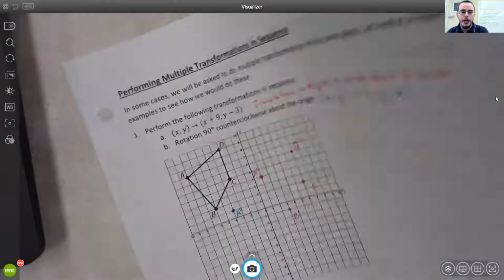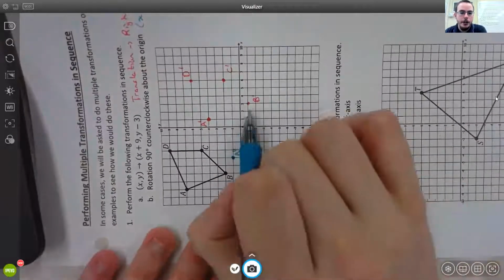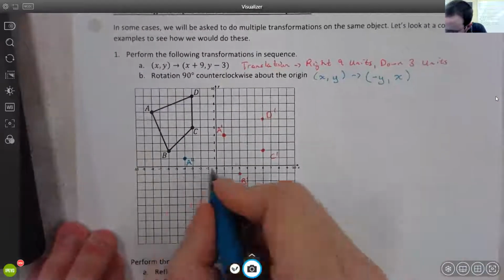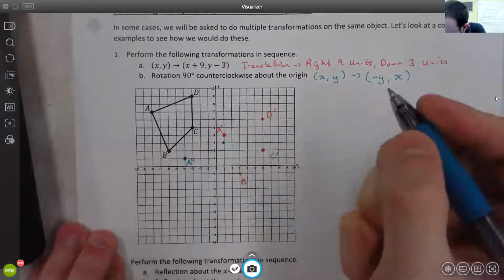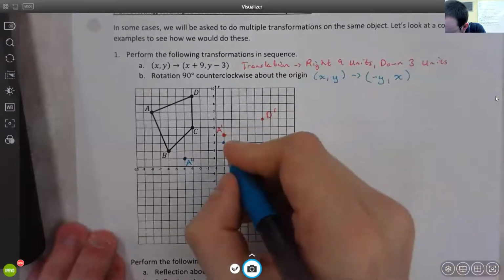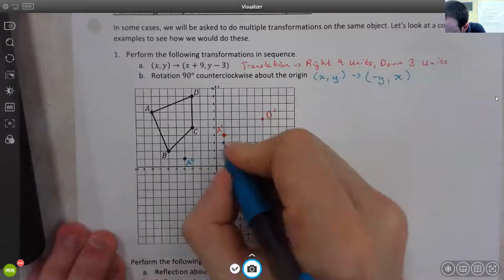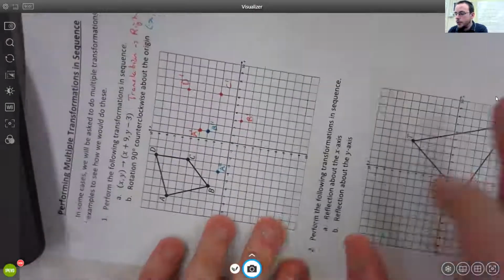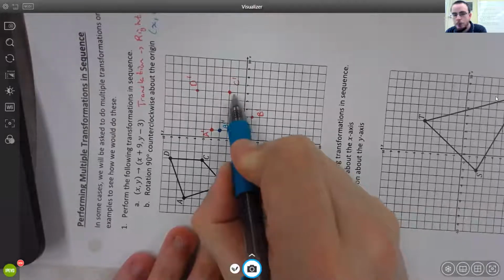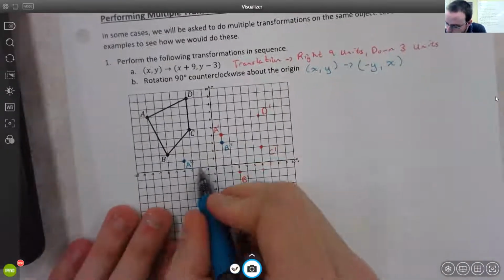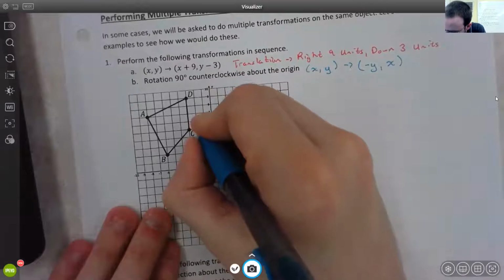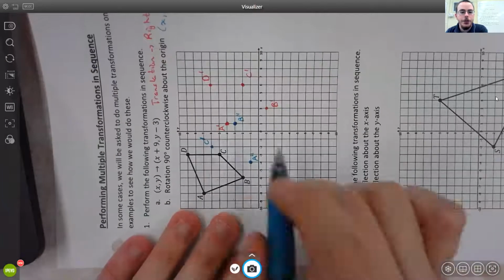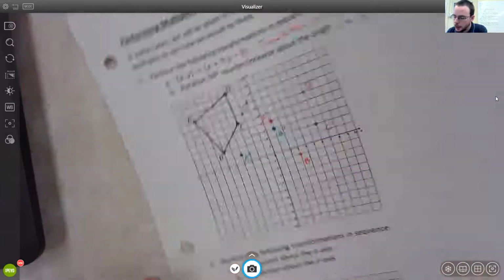All right, then you have B, rotate again, and B double prime would be at 1, positive 3. And then you have C, which would be at negative 2, positive 6. And then here you would have D, which would be at negative 6, positive 6.